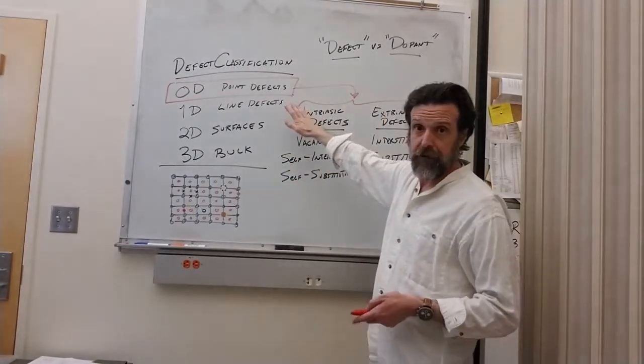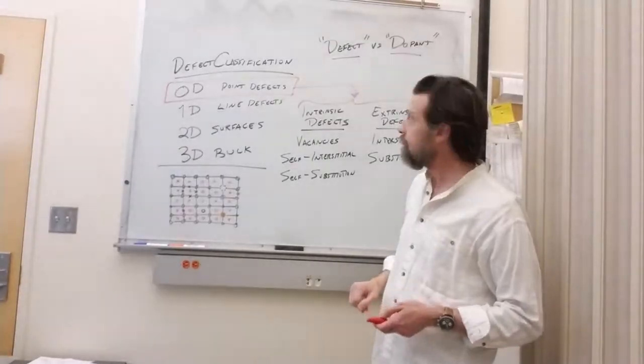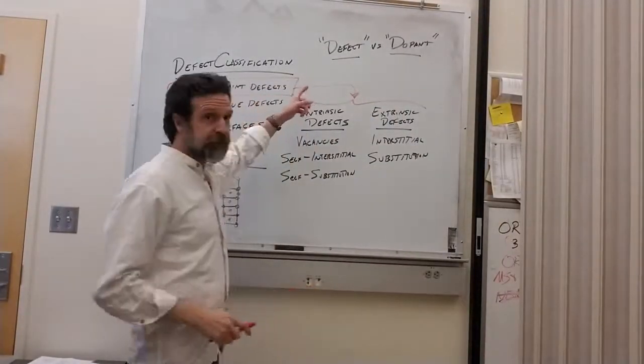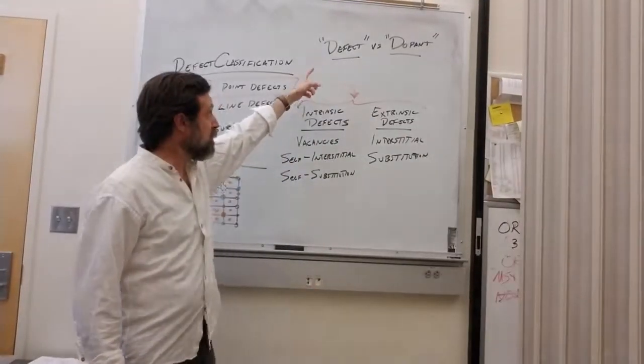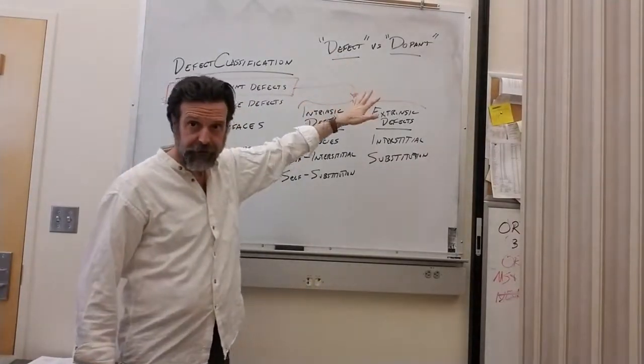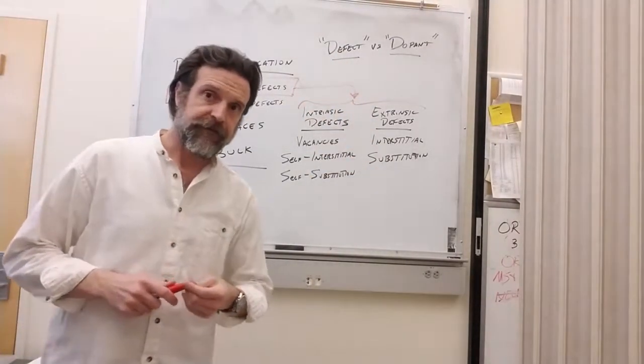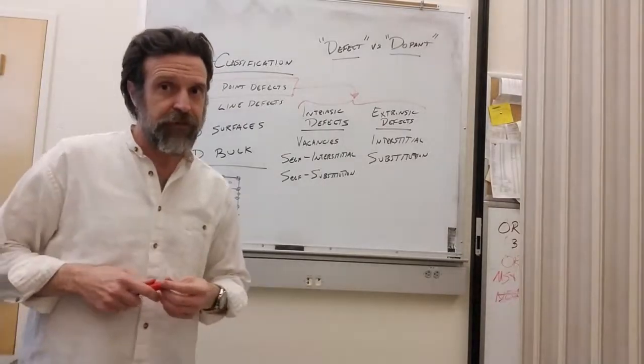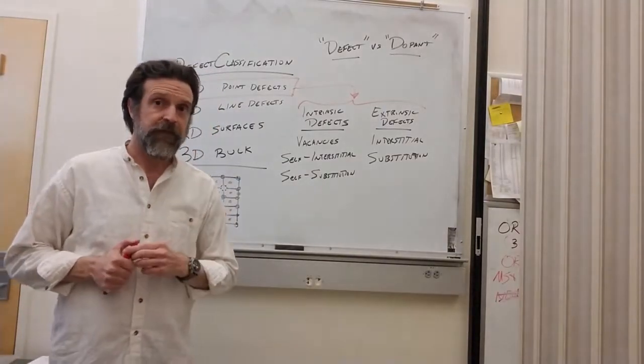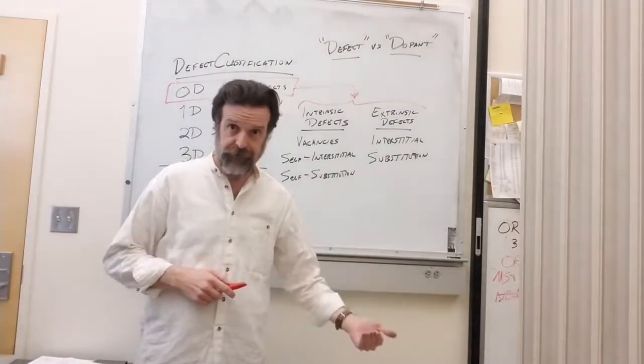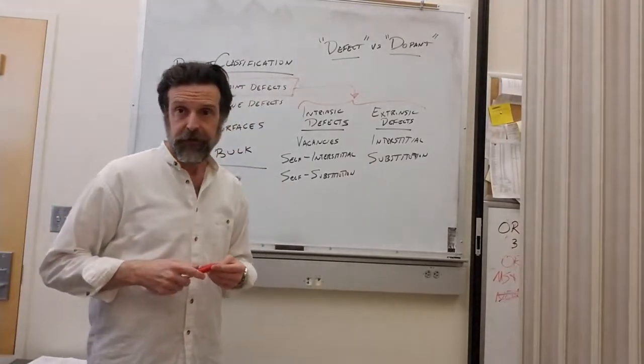So let's talk about point defects. If we talk about these point defects, we should talk about whether they're called a defect or a dopant. If it's detrimental and you don't want them, then we call them defects. If you put them there on purpose, then we call them a dopant.